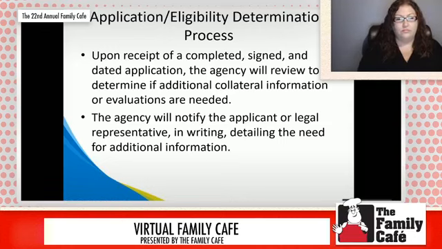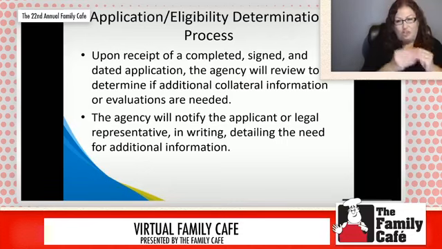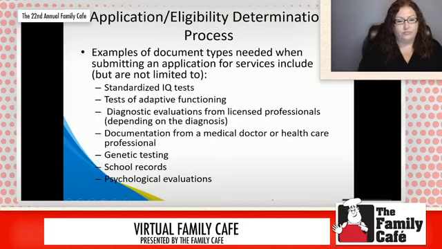Upon receipt of a completed, signed, and dated application with the original signature, the agency will review to determine if additional collateral information or evaluations are needed. The agency will notify the applicant or legal representative in writing, detailing the need for additional information and what kinds of information they need to go ahead and continue the eligibility determination process. Next, we'll talk about the application process.